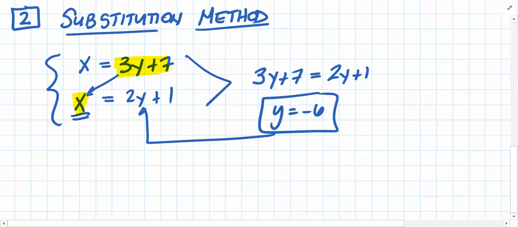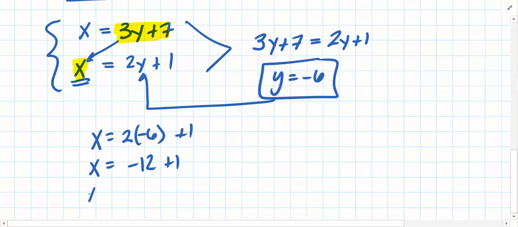It doesn't matter which one you plug it into. You can use the top one or the bottom one. If it's a solution, it'll work for both, right? Because we just learned that in box 1. So therefore, I get this. x is equal to 2 times negative 6 and then plus 1. So x has to be negative 12 plus 1. So that means that x has to be negative 11.